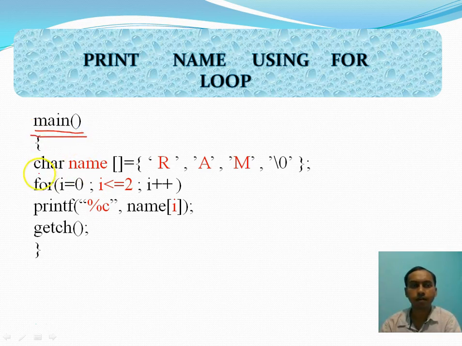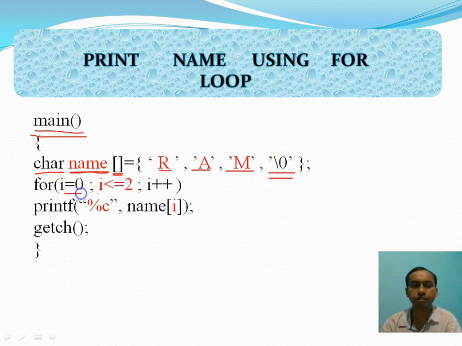Char is a data type, character data type. Name is a variable name, and we are not writing the size here. If we are not writing the size, by default it will take 4. Why? Because 3 for 3 characters and 1 for the null character. So always \0 in a string.